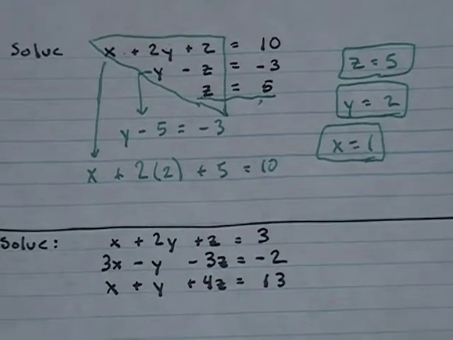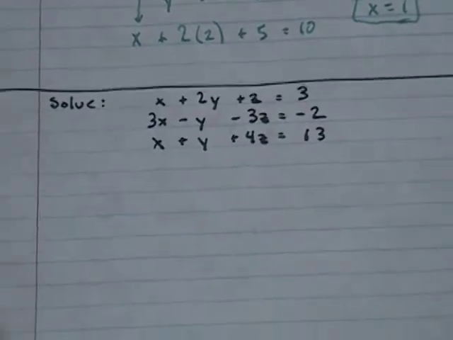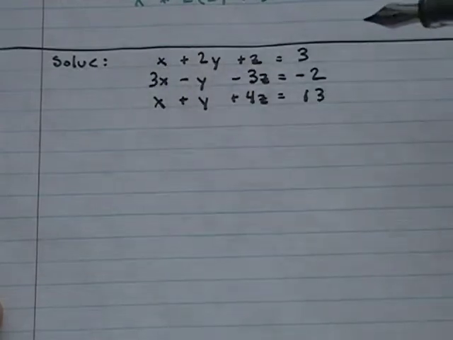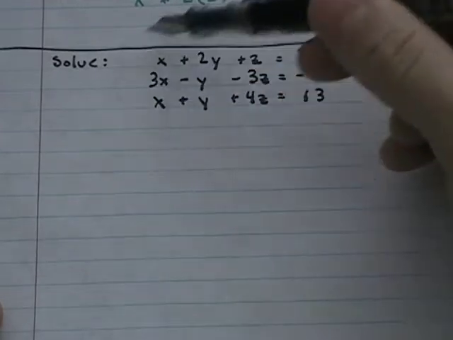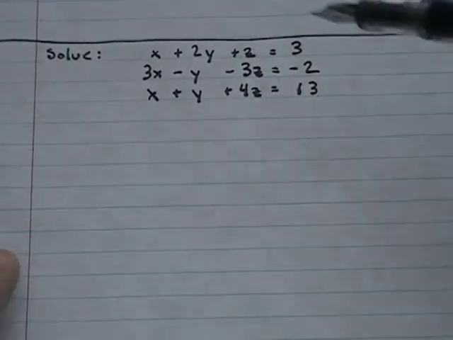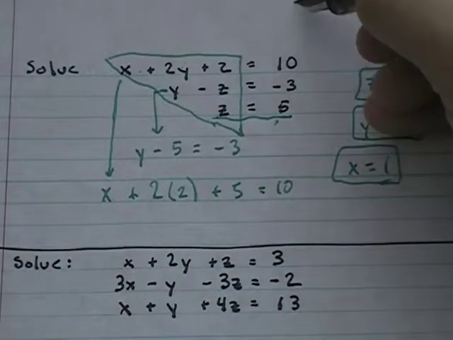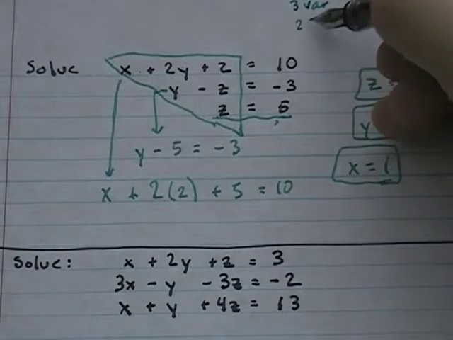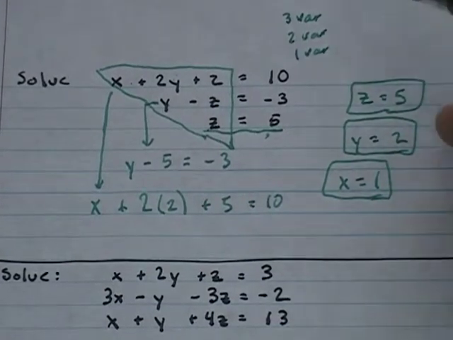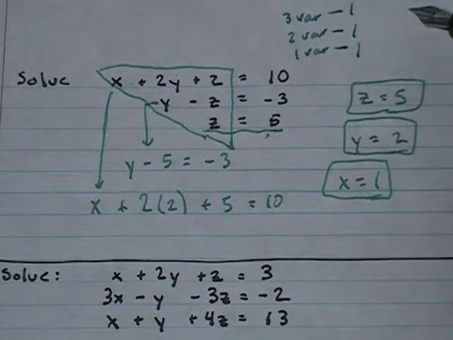Okay, so that's a simple system. It's already triangular in form, and we can solve it with back substitution. So what I want to do now is take a system like this and ask, can we make it look like that first one? If you look at your first system, you had one equation with 3 variables, then 2 variables, and then 1 variable. So that's what we need. I need one of those, one of those, and one of those.